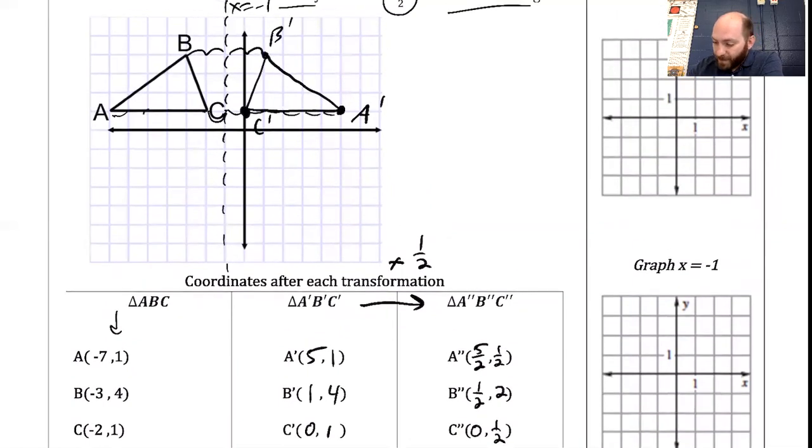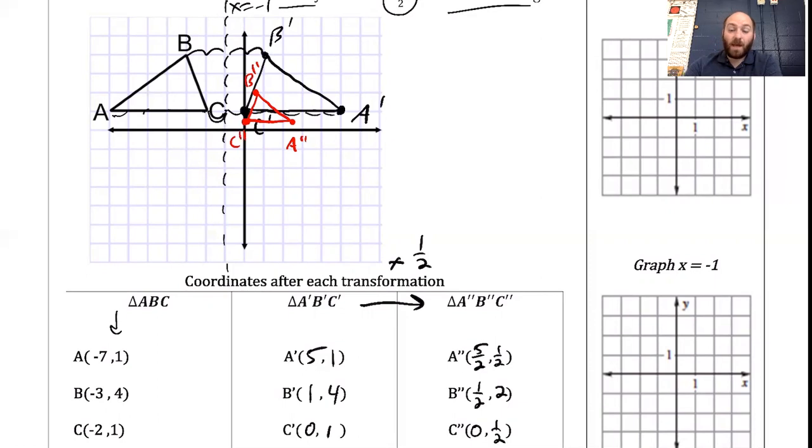Let's do a different color just so it sticks out a little bit. Here's 0, 1/2. B double prime is going to be 1/2 and 2, so that's 1, 2. Here's B double prime. Then C double prime, B double prime, and A double prime is at 5/2 and 1/2, which is the same as 2.5. So 2.5, 1/2 right here. So that is what we're looking at for our compositions.